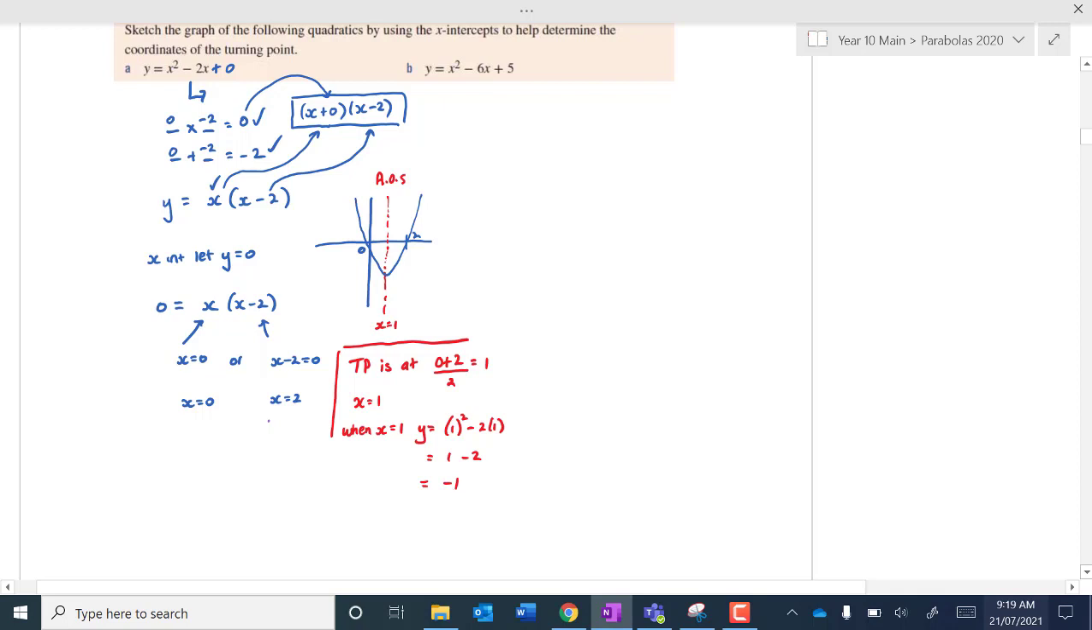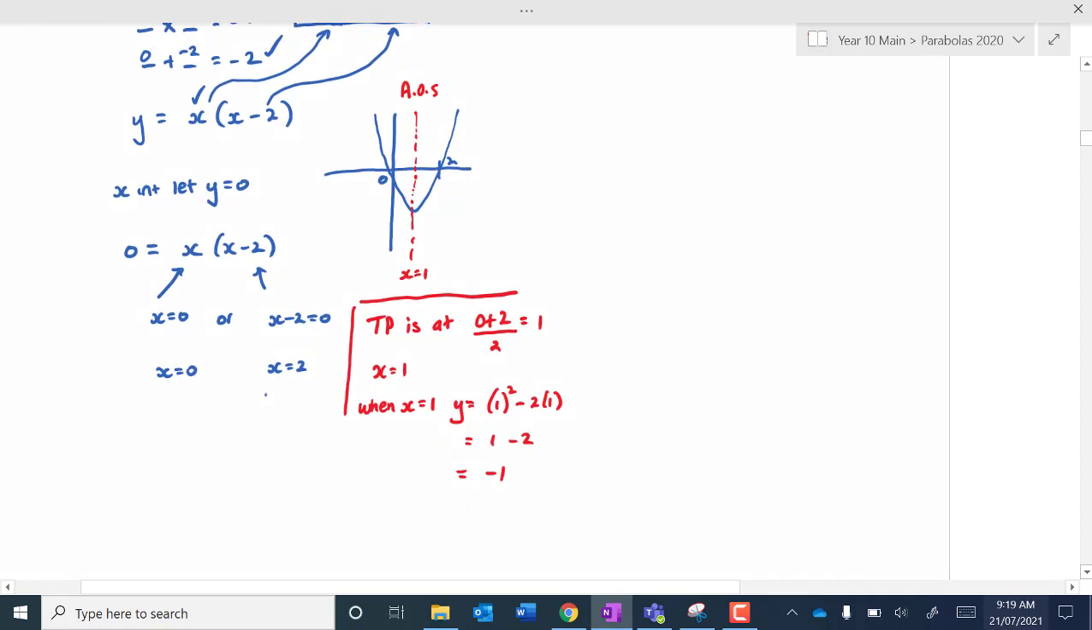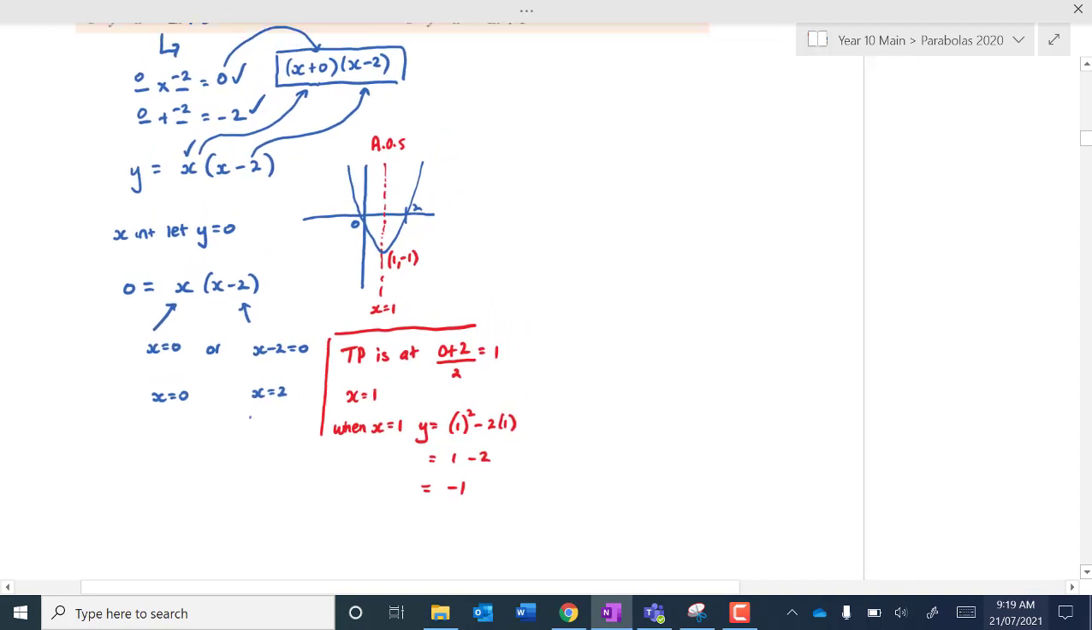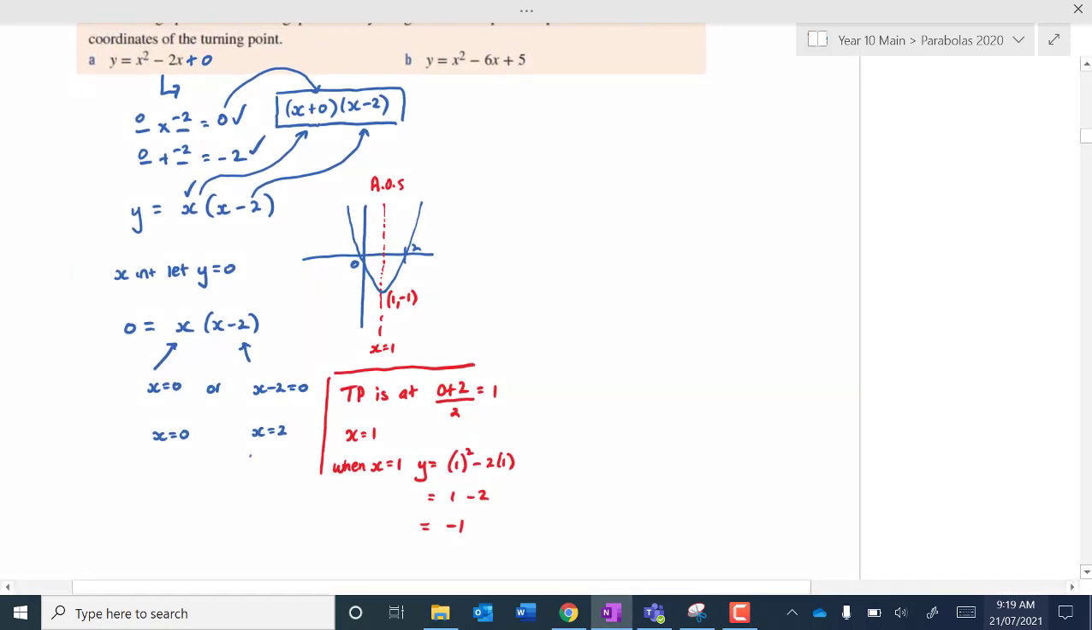So now we can sketch our graph. It's the coordinates we want to label. 1 and minus 1 is where this graph turns, the turning point here. And we can know that all from symmetry. Okay, let's go through this one, and then I'll get you to have a chance, and also get you to pause it and to try the next one.